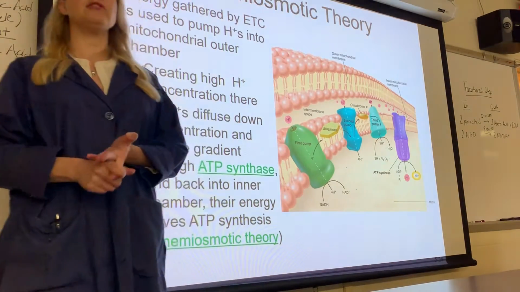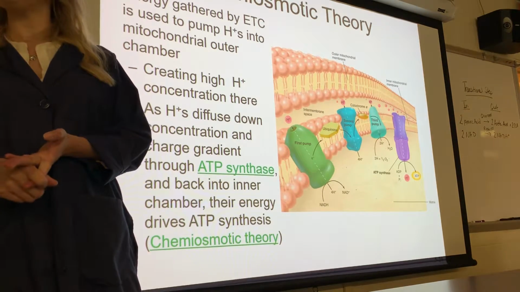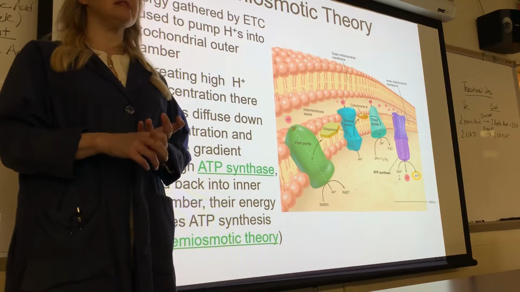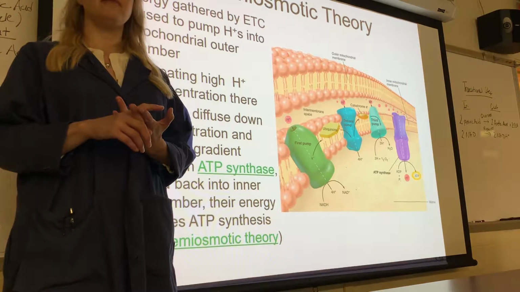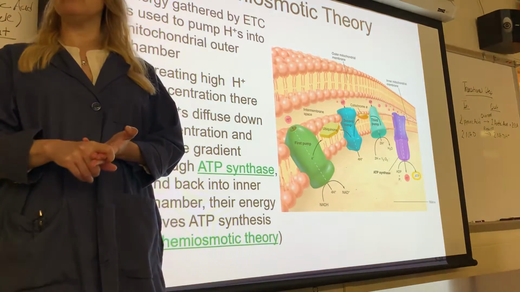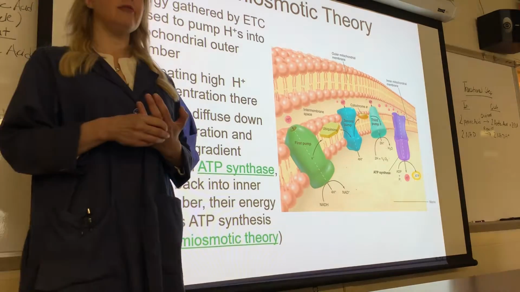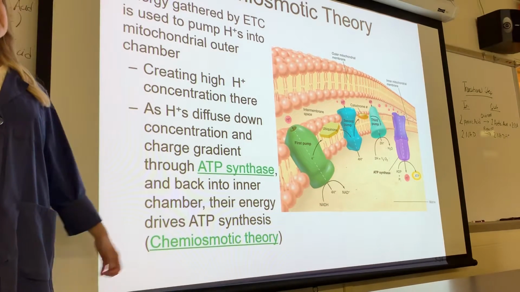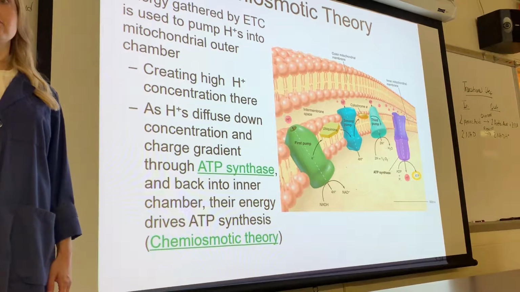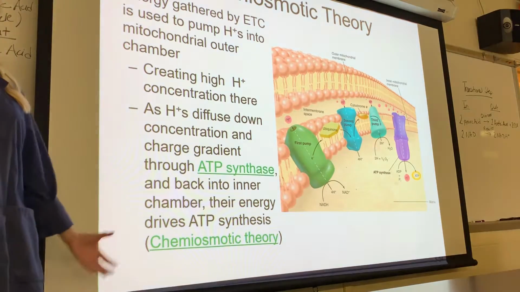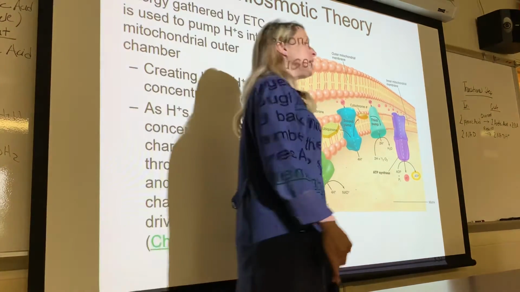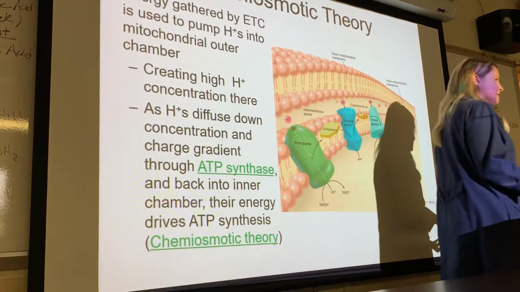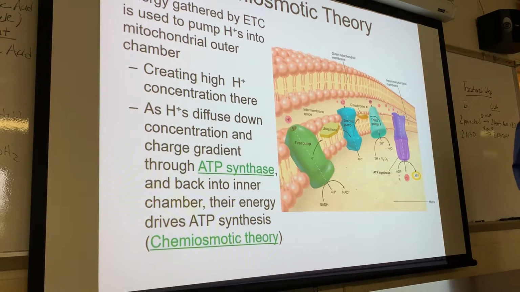How many did we make in glycolysis? 2. In pyruvate oxidation? 2. And then how many in Krebs? 6. For a total of 10. Yes. And we've made how many FADH2 molecules? 2. So we've got a total of 12 coenzyme carriers that have hydrogens that they're carrying around. So there must be some reason and importance for this. And this is where it comes in handy.